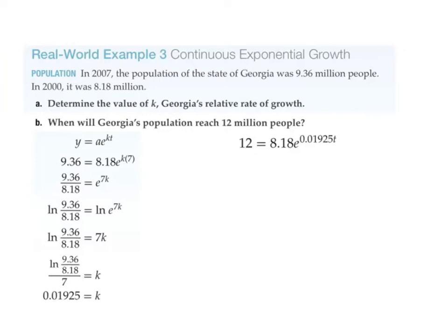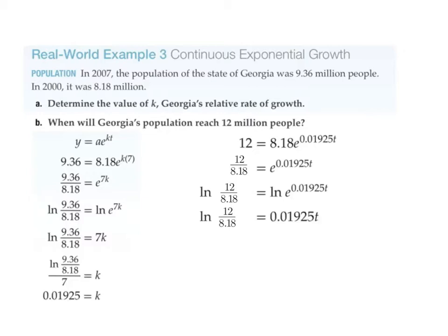So, first move, divide by 8.18 again, and leave it like that. Okay, leave it like that. Because now I'm going to take the natural log of both sides. All right, so that basically cancels out. So I have the natural log of 12 over 8.18 equals 0.01925t. Just have to divide. We're good. What is T? T is like 19.907. So in how many years? In 20 years. So what year will it be?